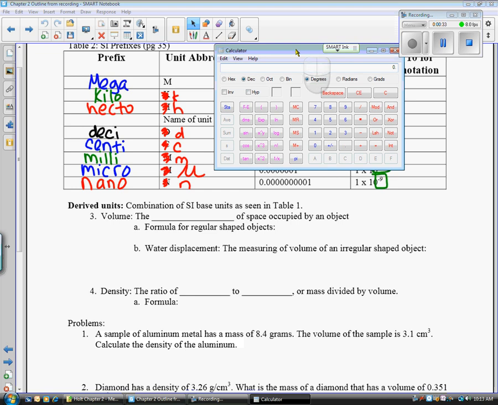But what I'm going to do first is look at derived units. A derived unit is a unit that's a combination of SI units. An example of that is volume. Volume is the amount of space occupied by an object.